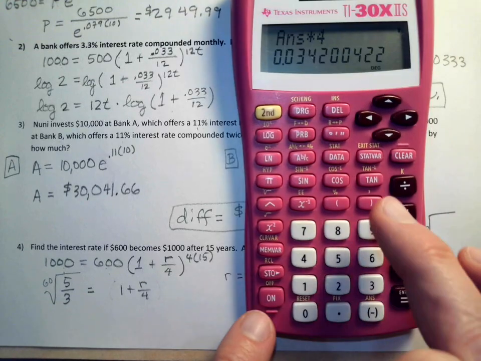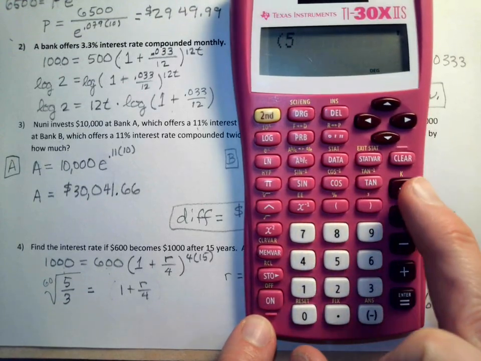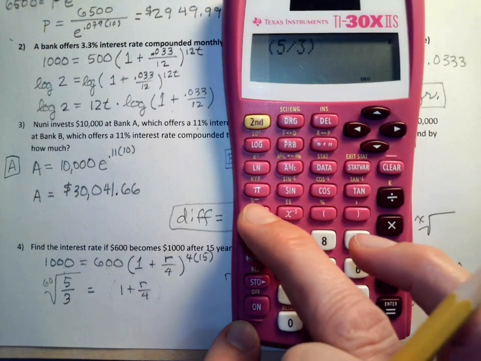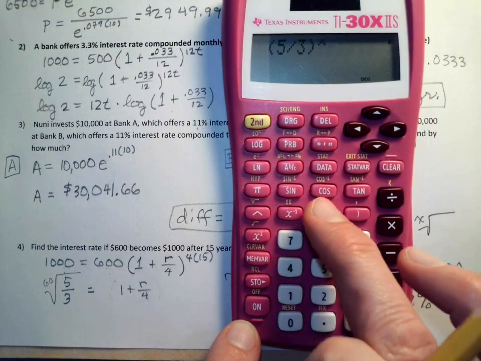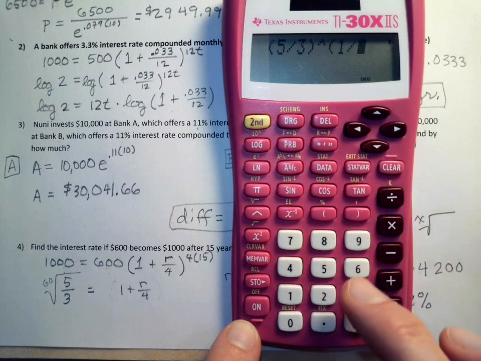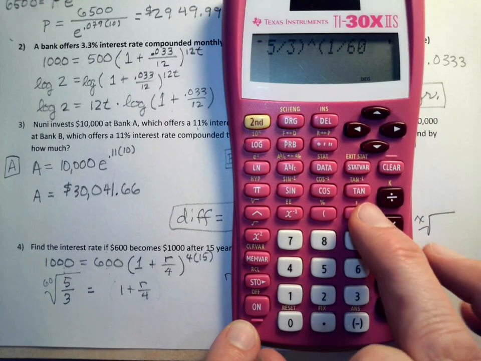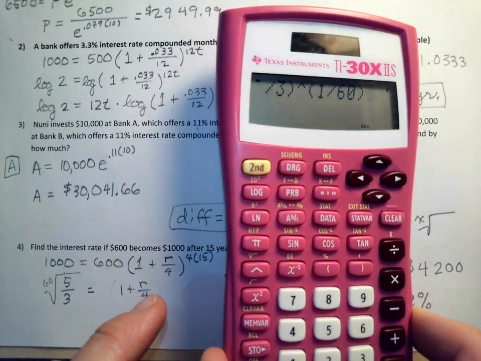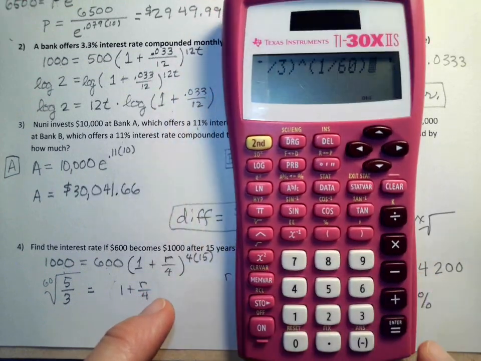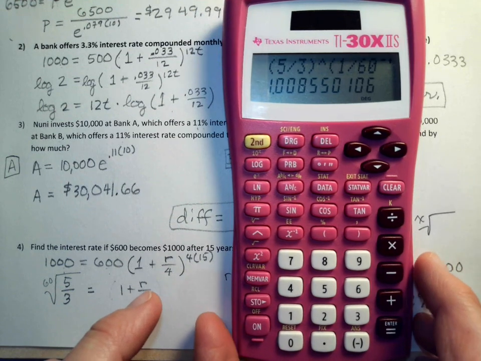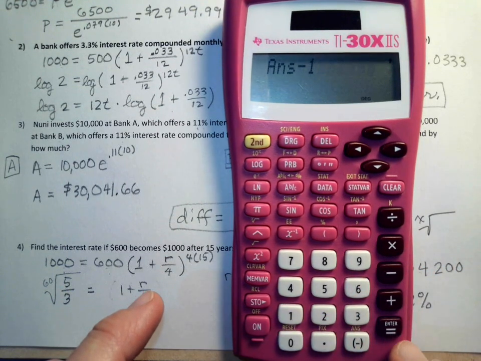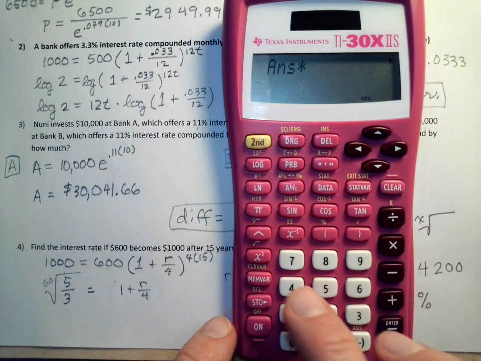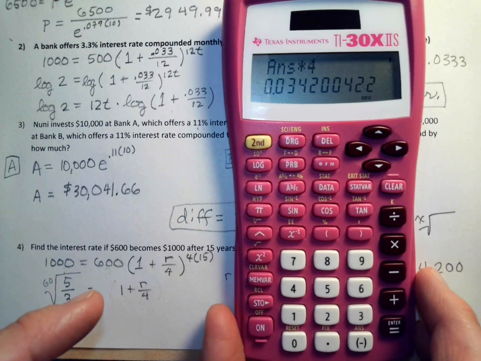Now, another way you could do that root is use your caret button. So let's do 5 divided by 3, close the parentheses, raise that to, and then start a new parentheses, 1 divided by 60, right? So raising it to the 60th root is the same as raising it to the 1/60th power. So we could do that, subtract 1 again, and then take that result and multiply it by 4. Let's see how that does. Yeah, same answer.